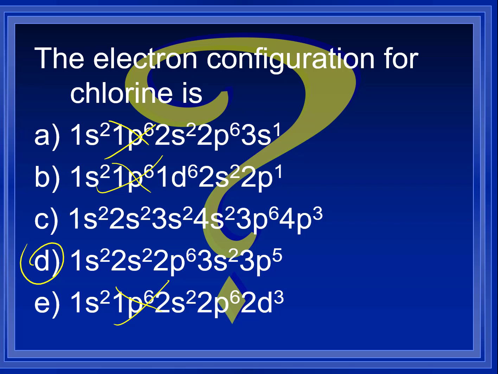And in C, they forgot 2p. That's where they went wrong. They forgot the p's. Okay? Extra super tough. Just keep track of where you're at along the way. Okay?